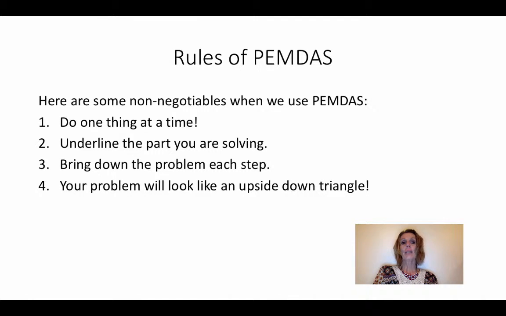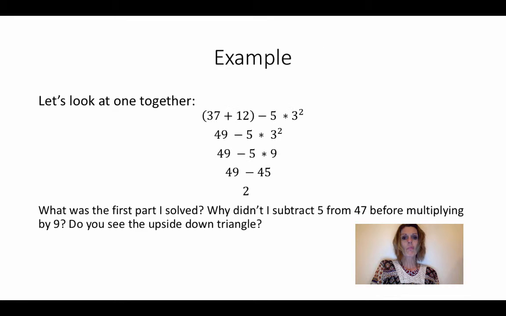Secondly, underline the part that you're solving. That is going to help you know what you've already dealt with. Third, bring down the problem each step. So every single time, bring down the rest of the problem. And then your problem is really going to look like an upside down triangle or a piece of pizza, if we're talking food, because I like pizza. So your problem is going to look like a pizza with your answer being at the very bottom.